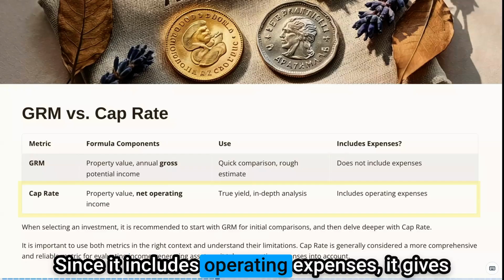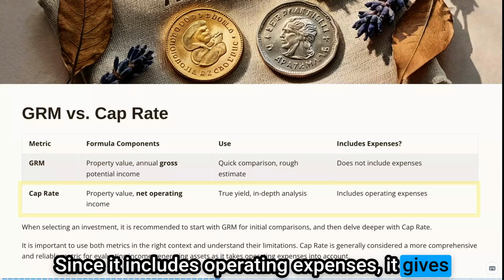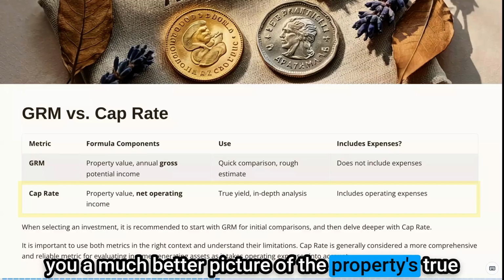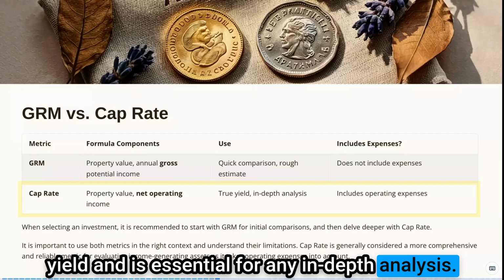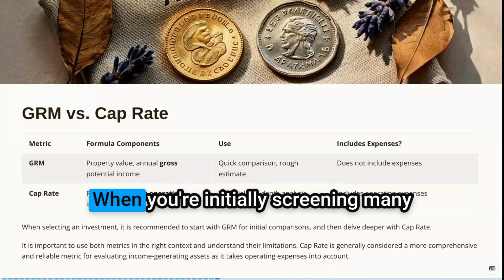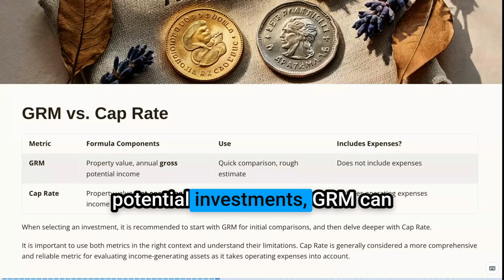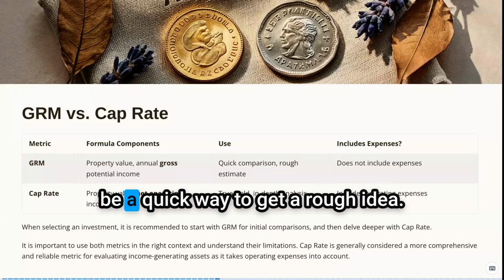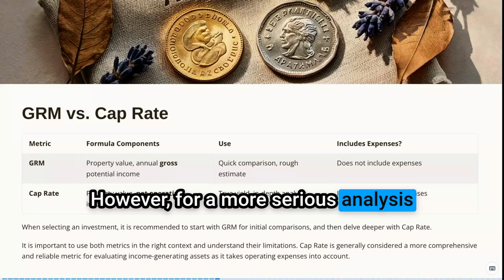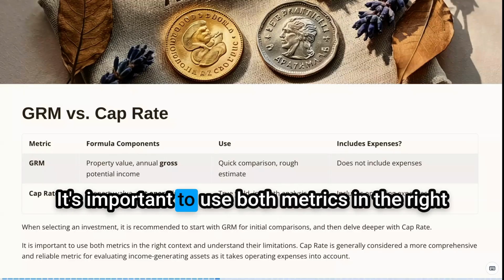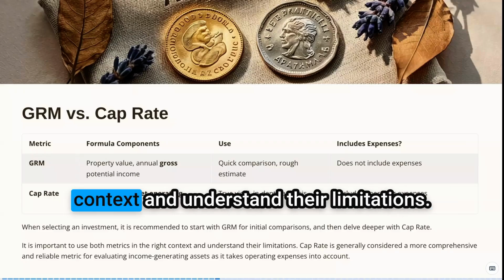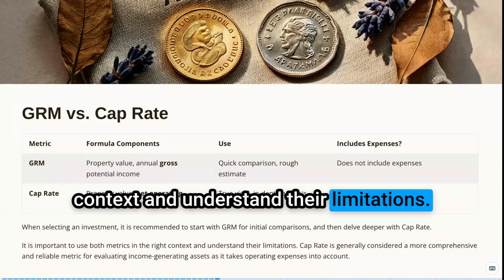Since it includes operating expenses, it gives you a much better picture of the property's true yield and is essential for any in-depth analysis. When to use which? When you are initially screening many potential investments, GRM can be a quick way to get a rough idea. However, for a more serious analysis, cap rate is generally preferred. It's important to use both metrics in the right context and understand their limitations.